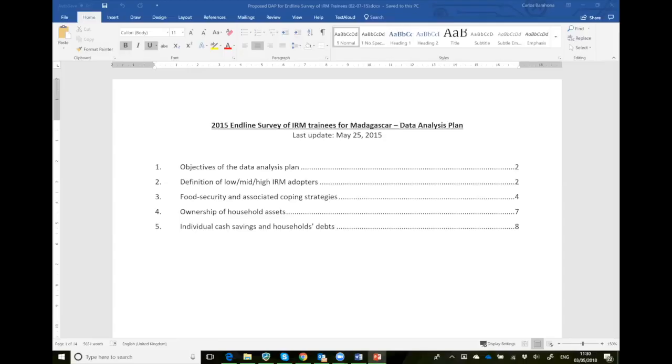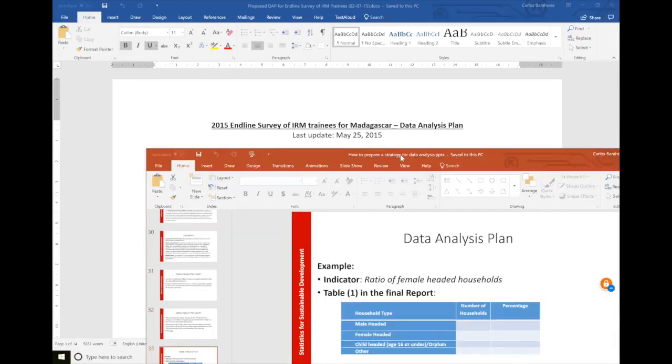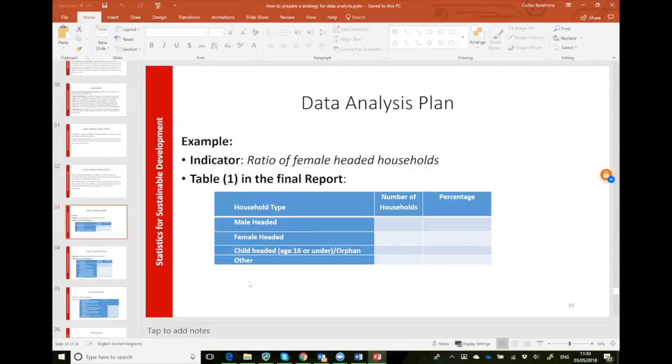For this, I wanted to show you Alex's slide 32, because there is another really good advantage of doing this process. I hope what you are seeing is the slide that says data analysis plan, and there is a table where we have in the rows the household type, and in the columns the number of households and the percentage of households.